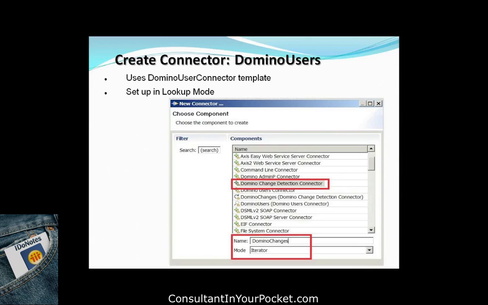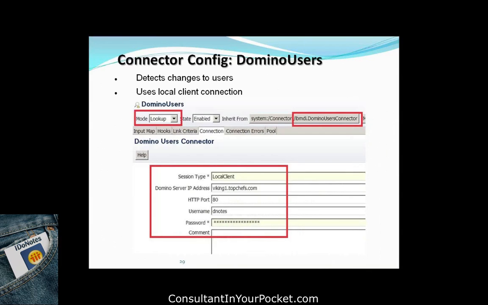Okay, our last one is our Domino users connector, and again, we're going to use a Domino change detection connector. But actually, my slide is incorrect here. I'm saying set it up in lookup mode, but I see my mode is iterator, but it should be in lookup mode. Let's see. Well, that slide was actually incorrect. We're setting up a Domino users connector.